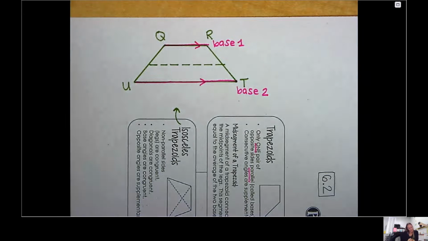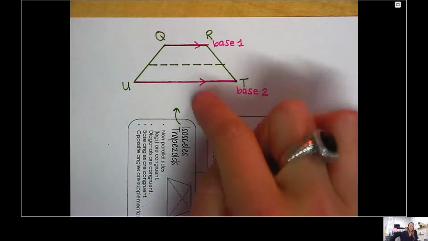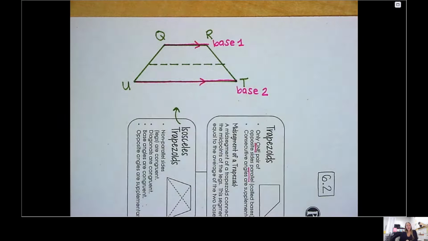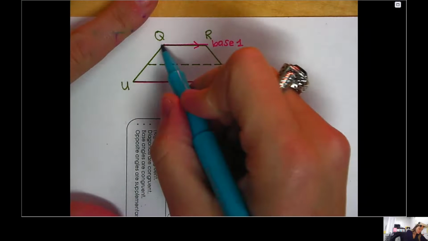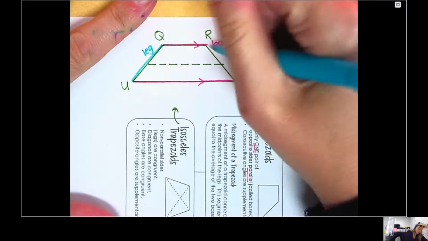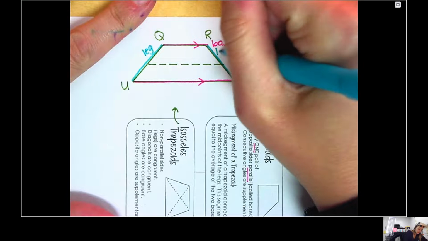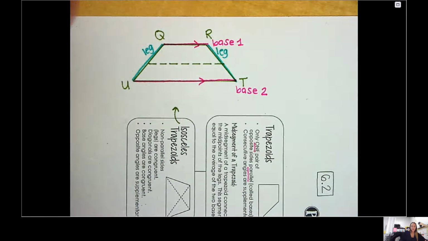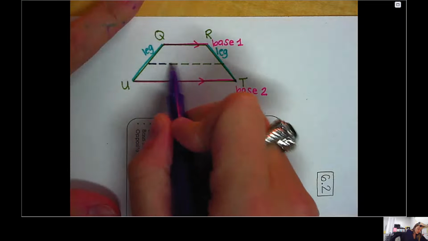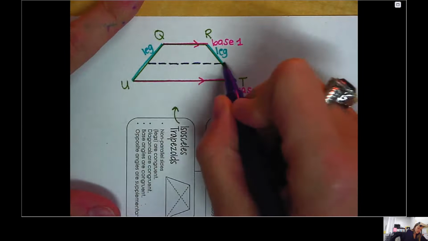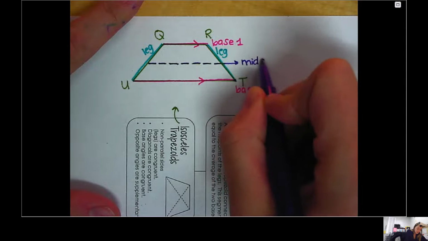The mid segment of the trapezoid connects the midpoints of the legs. So the bases are these two in pink. The other two sides that are not parallel are called legs. From Q to U, this is a leg, and from R to T, this is also a leg. The mid segment is this piece right here, and it is literally what it sounds like. It's the piece in the middle. I'm going to go over this one in my purple here. This is my mid segment.